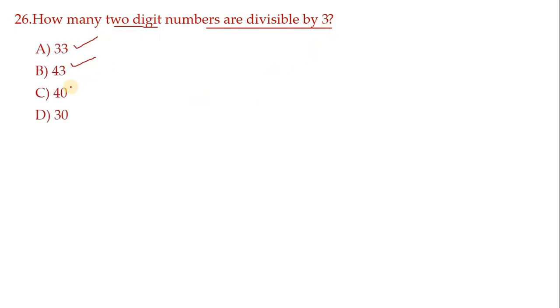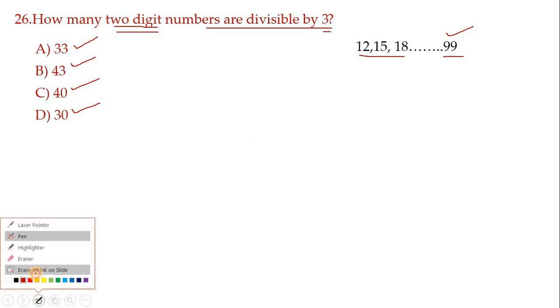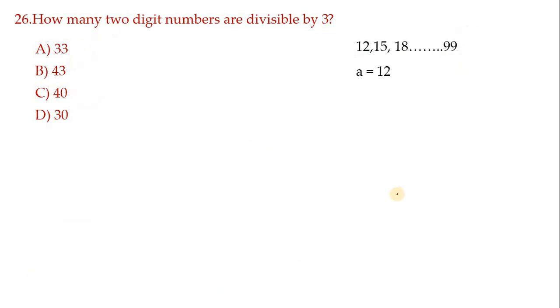33, 43, 40, 30. So they are talking about 2 digits. So don't take from 3 itself. So take from 12. So write an arithmetic progression. So 12, 15, 18 and the last 2-digit number which is divisible by 3 is 99. Now let us find the A value, that is 12, D is 15 minus 12, that is 3, and the last term is given, that is AN equals 99.